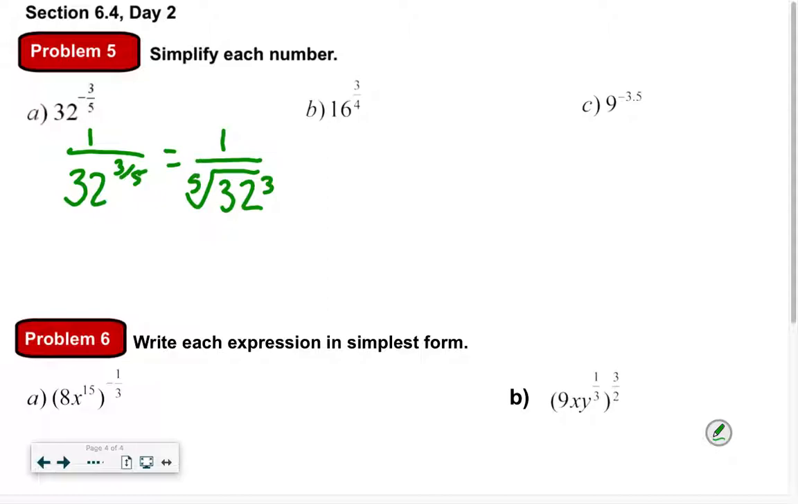Yep. So the 5th root of 32 is 2. Guess what? I can make this 1 over 2 cubed, because the 5th root of 32 is 2. It would be 8. Sweet. So that whole thing becomes 1/8.